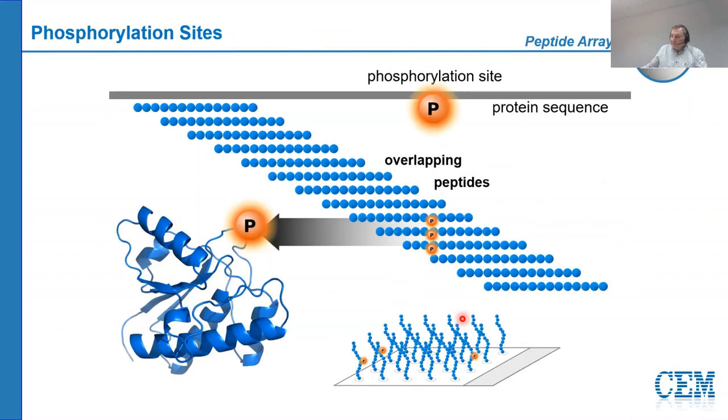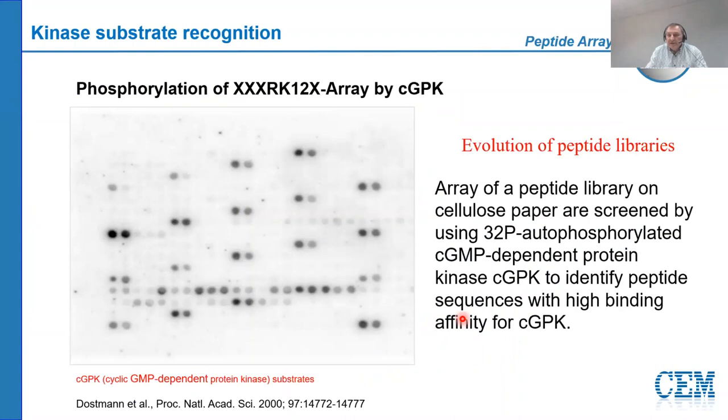Phosphorylation can be easily studied also, to study kinase substrates and kinase inhibitors. This is nicely shown in here. An array of peptide libraries on cellulose paper has been screened by using autophosphorylated cGMP-dependent protein kinase, and you find the high binding and affinity for cGPK.